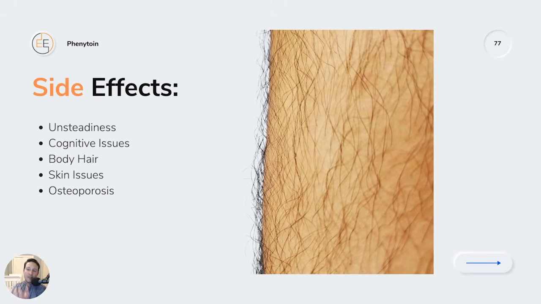Now, as far as side effects are concerned, there are actually quite a few, and they vary from patient to patient, as they all do. But here are some common side effects you'll hear often. So you'll hear unsteadiness, cognitive problems. Dilantin has actually been linked to cerebral atrophy since the 1980s and is believed to play a part in issues such as thought processing and memory, body hair growth, skin problems.